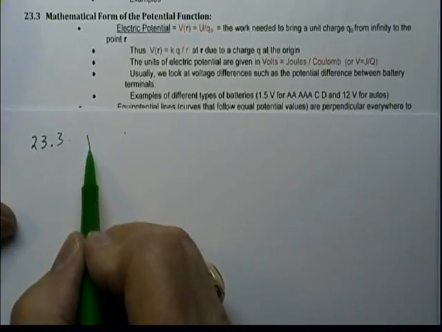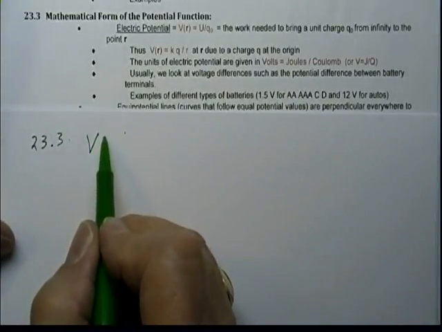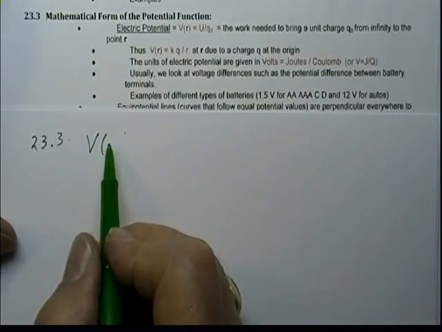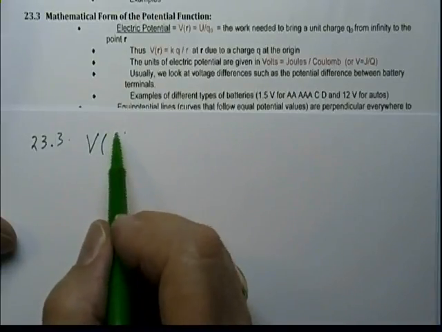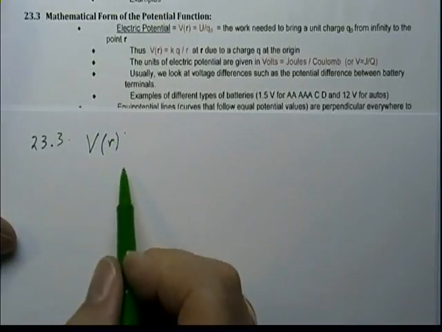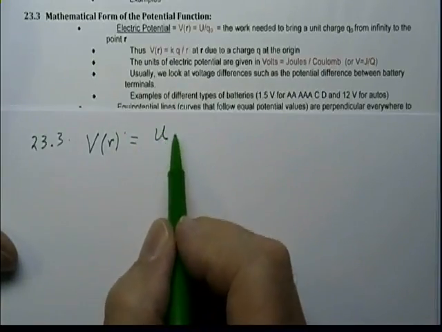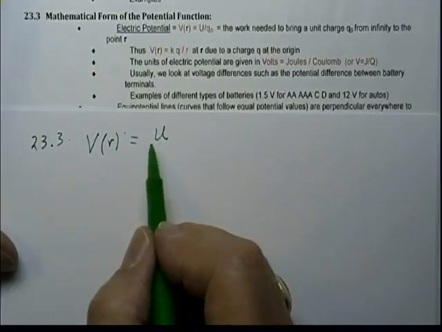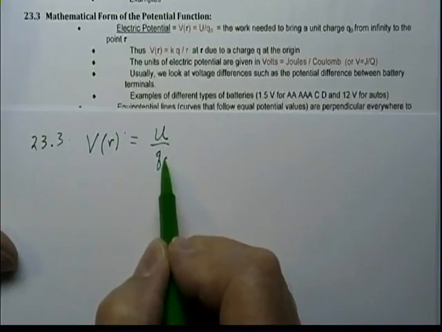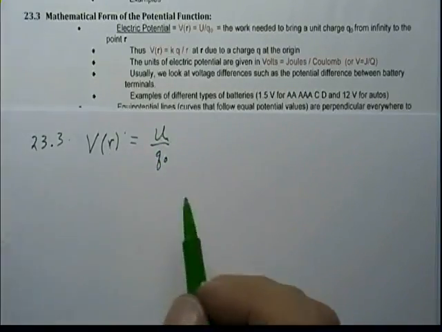The potential is expressed by the symbol V. This is the electric potential. And the electric potential at a given point is the work that I would do, the potential work that I would do to put a charge Q naught at that point R.